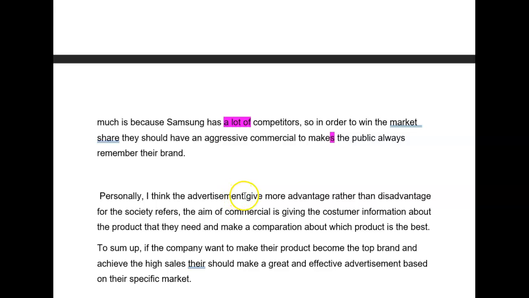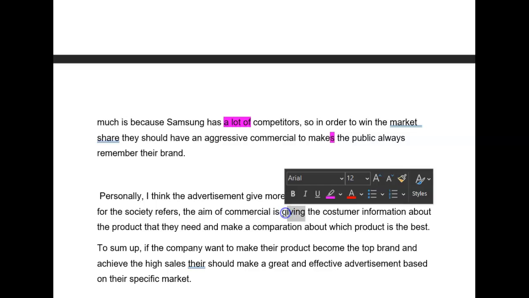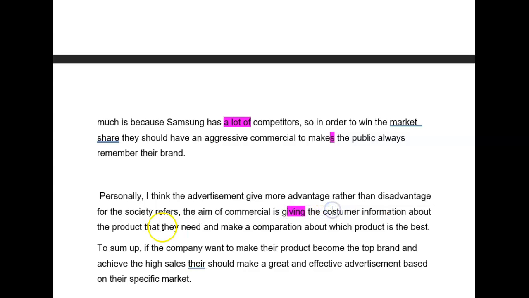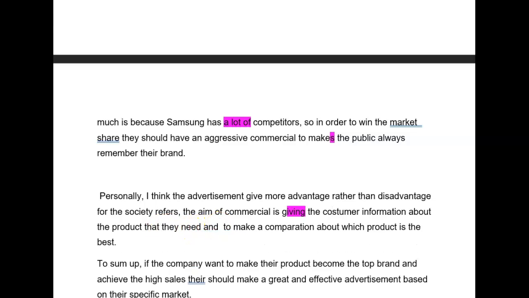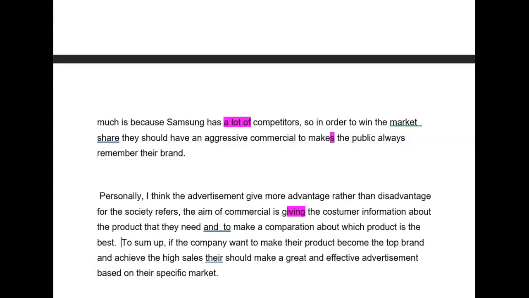Personally, I think advertisements have more advantages than disadvantages for society, because the aim of the commercial is to give the customer, spelling, information about the product that they need, and to make a comparison about which product is the best. Good. So to sum up, this needs to go together. So your opinion comes in the end.